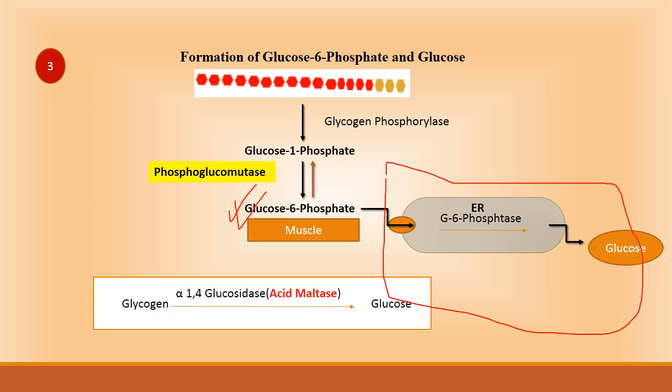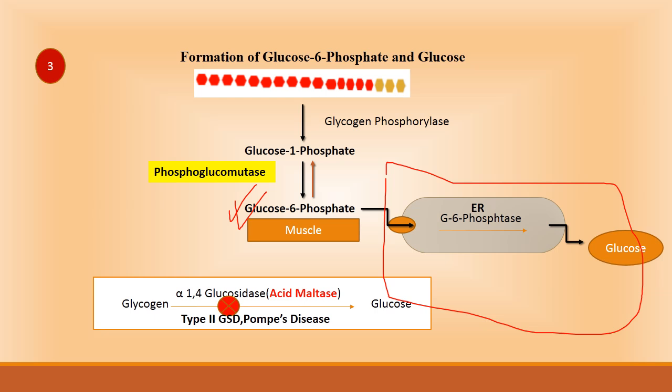1 to 3% of the glycogen is acted upon by a lysosomal enzyme. What is that? Alpha 1,4 glucosidase, that is known as acid maltase. And if there is any deficiency of this enzyme, this will lead to Pompe's disease, that is again categorized as type 2 glycogen storage disease.